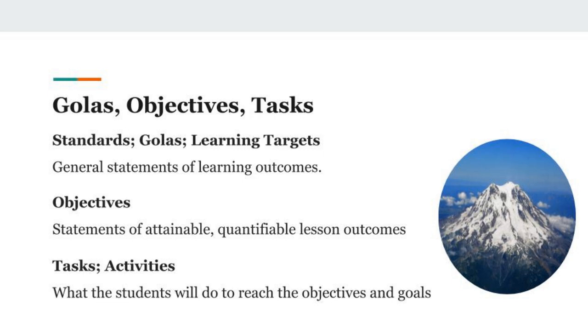It's like climbing a mountain. The mountain peak is where you're trying to get your student to. That's the goal, that's the target, that's the standard. But in order to get there, your students need to pass through several checkpoints. These are the objectives they need to meet. And to reach those, they engage in different activities that you devise for them to scaffold the process.